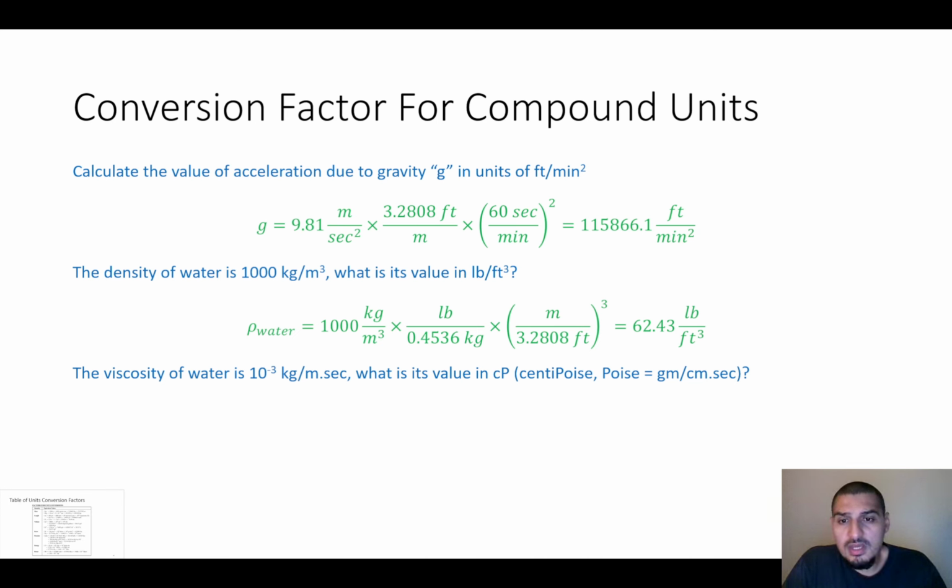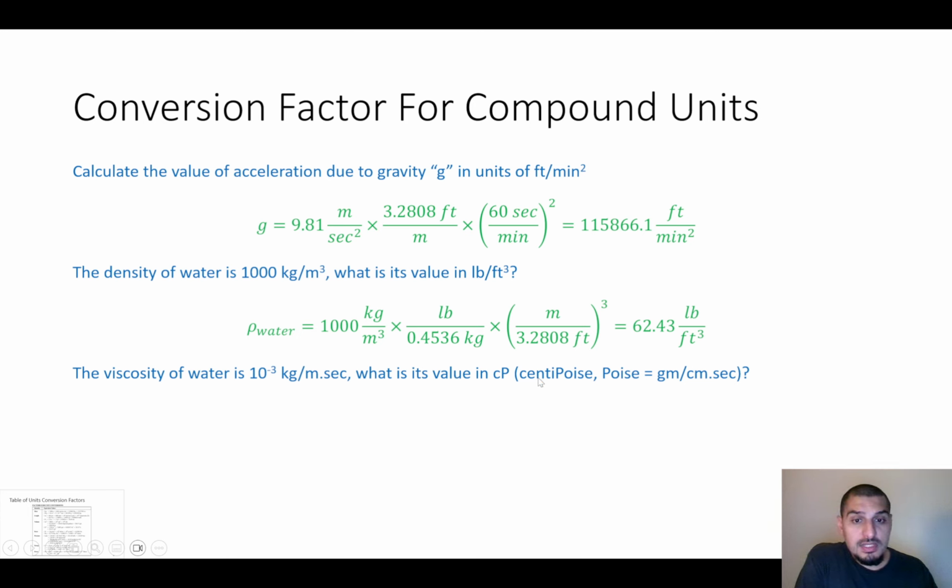You can always do the unit conversion as long as you know what you are starting with and what you are ending with. So the viscosity of water is 10 power minus 3 kilogram per meter second. Sometimes it's put as Pascal second, because Pascal is kilogram per meter second squared. So if you multiply it by second, it's kilogram per meter second. So it's either Pascal second or kilogram per meter second. And we need to know the value of the viscosity in centipoise.